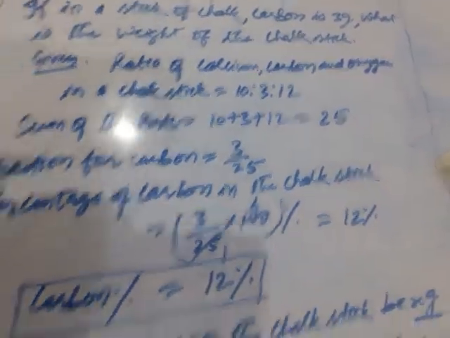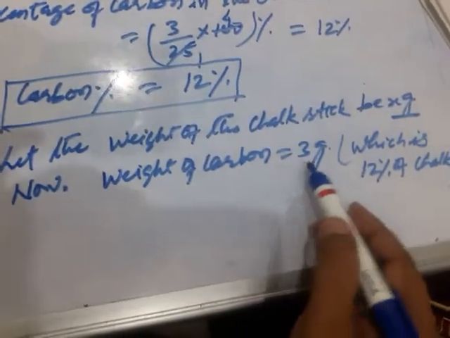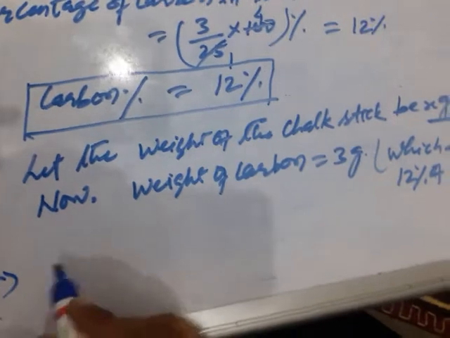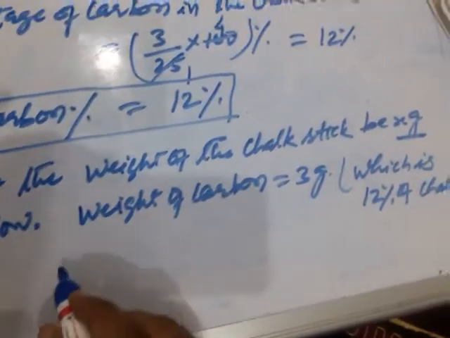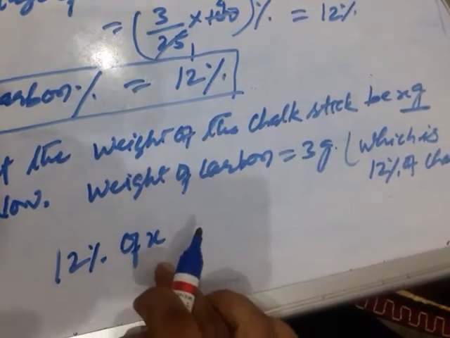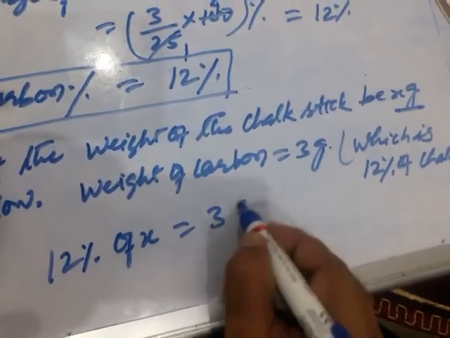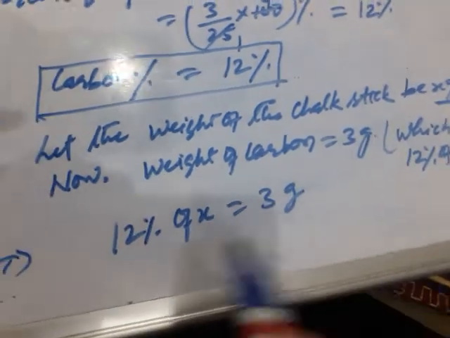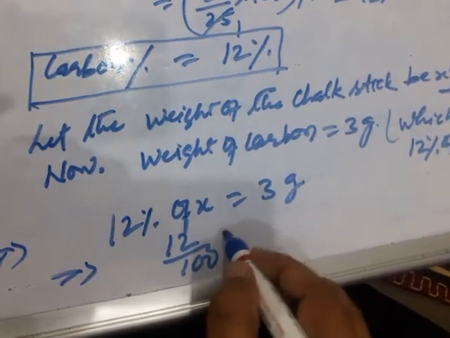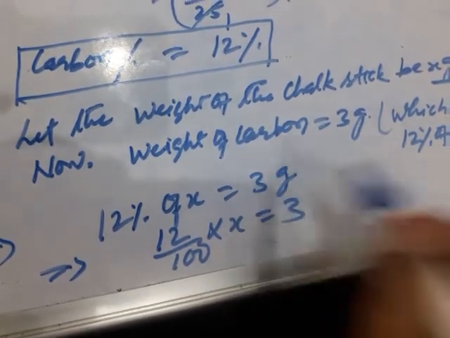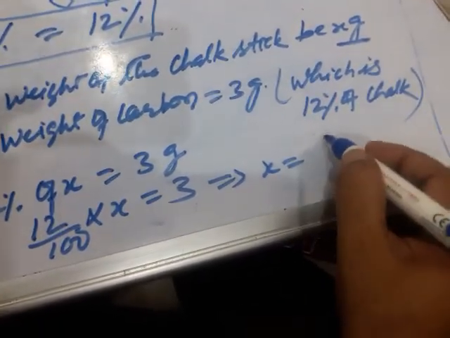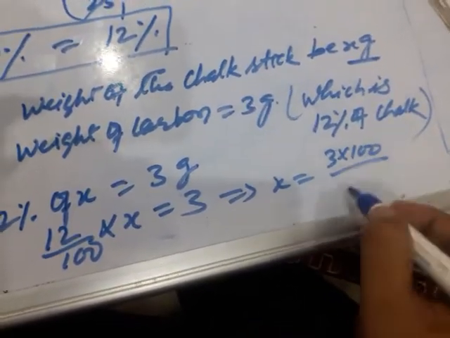Okay, children. So let us start. See, now weight of the carbon equal to 3 gram, that is given, and this is equal to 12% of the chalk. So you write down that 12% of x, that is the total weight of a chalk stick, is equal to 3 gram. Okay children, this is the master statement. This implies that 12% means 12 upon 100 of x equals 3. Now you can solve it. x equals, by cross multiplication, 3 into 100 upon 12.